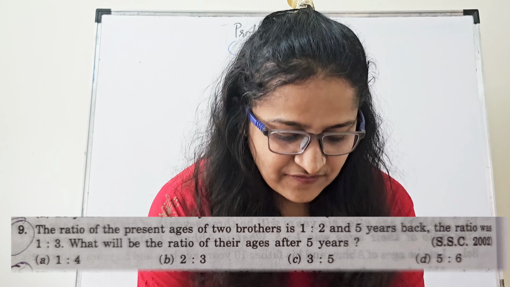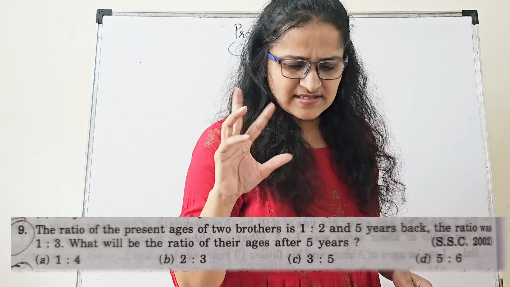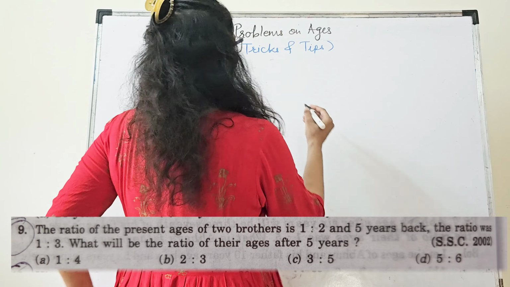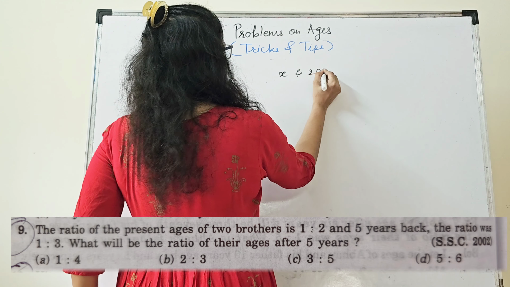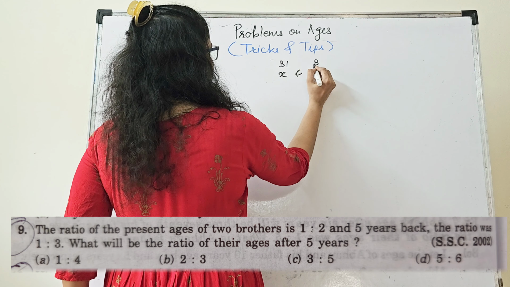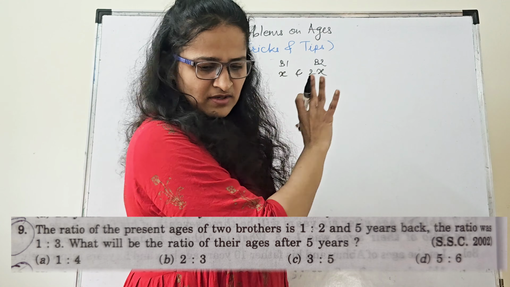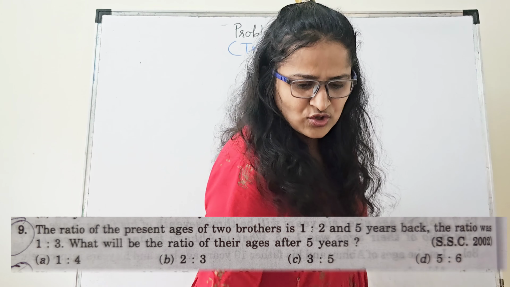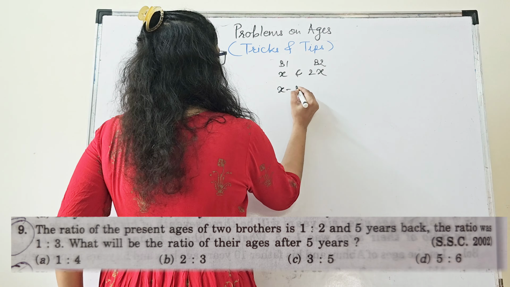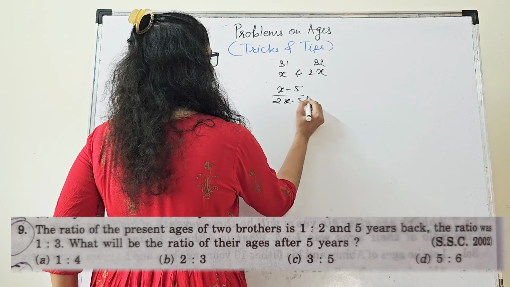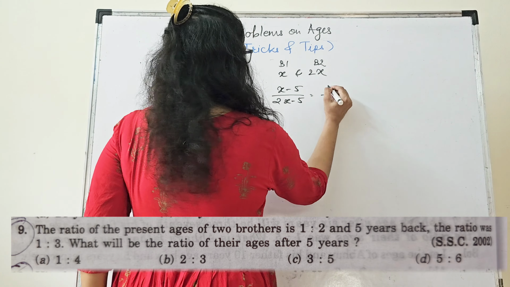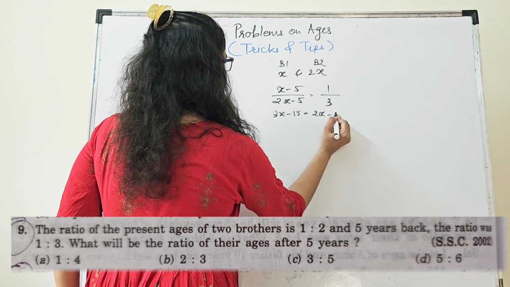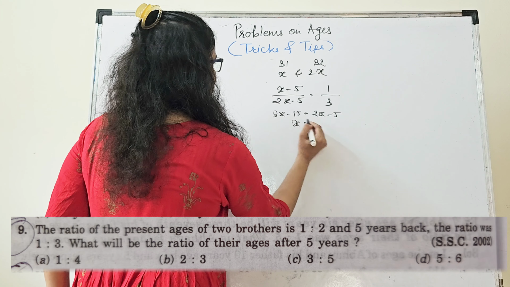Okay, so now whatever is the first statement you see, that is some ratio is given, so you will form the variables from it. The ratio of the present ages of two brothers is 1:2, so x and 2x. Let's assume it as x for brother 1 and 2x for brother 2, and this is the present age only. Now they have given the condition that 5 years back the ratio was 1:3. So 5 years back means you have to subtract 5 from both and the ratio was 1:3. Yes, cross multiplication. 3x minus 15 equals 2x minus 5. Take this here, so x, this 15 here, so 10.